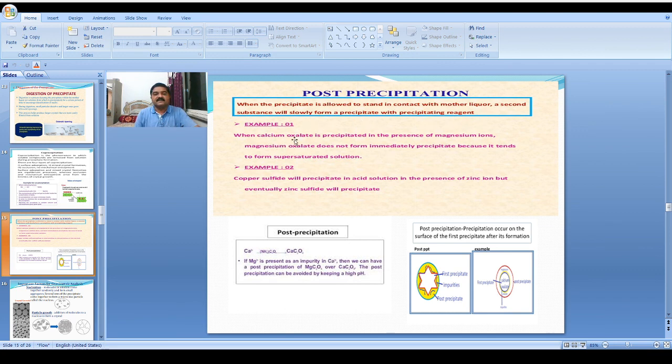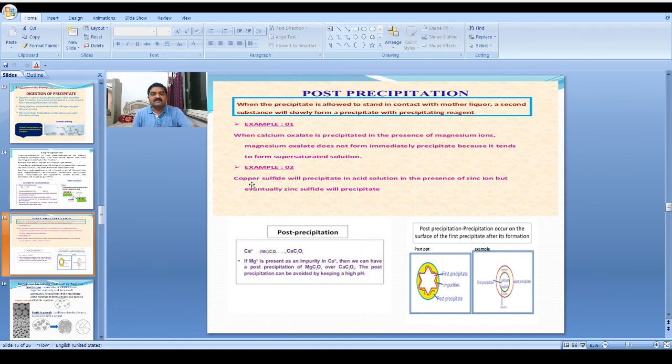For example, calcium oxalate is precipitated in the presence of magnesium ion. The magnesium ion has an oxidation state of +2 and calcium has +2, both having the same oxidation state, and they form precipitates. The magnesium oxalate does not precipitate immediately because it tends to form a supersaturated solution. So in post precipitation, calcium oxalate precipitate forms, and along with it magnesium oxalate also. There is a formation of both types of precipitate. This is called post precipitation.